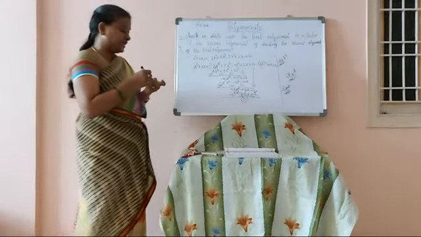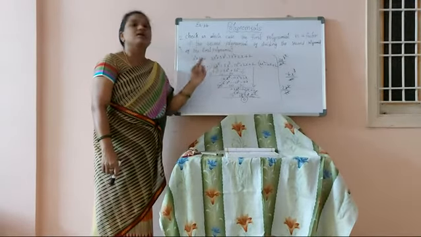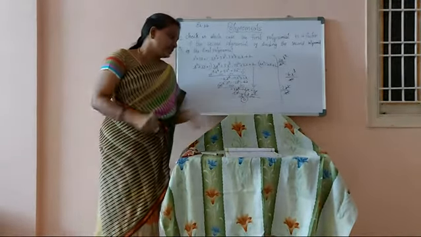We can definitely say that x square plus 3x plus 1 is a factor of this particular polynomial. Why? Because we got 0 as the remainder.